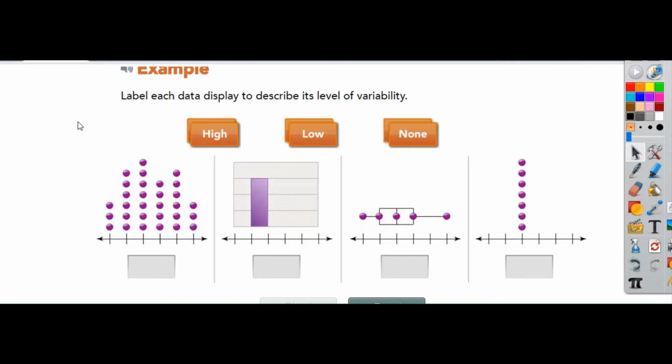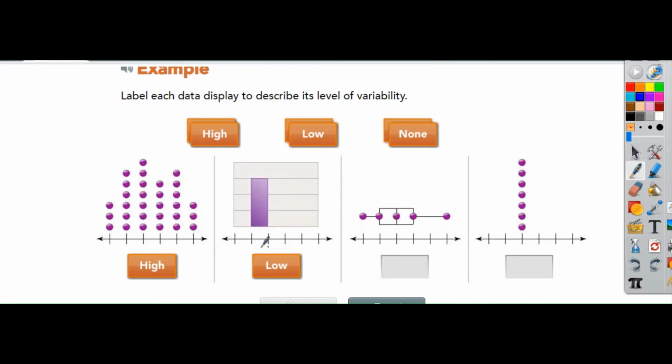All right, so we have some data sets here. We want to determine if they're high variability, low variability, or no variability. So this first data display, we can see that we have data points that are spread out. So this will be considered high variability. And then we have a data set here. Now this is a histogram, and I'm pretty sure some people would say this is no variability, but that is not true. This is actually low variability. Yes, this histogram right here is low variability and not high variability.